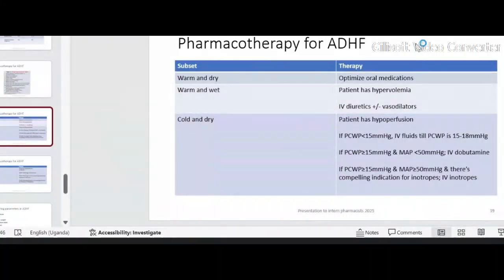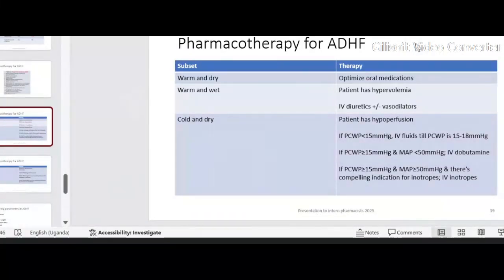If it is less than 15, this patient is what? Is not congested as such. Okay, so they are having hypo, low levels of what? Of volume. So you give them fluids to raise the PCWP to that range, 15 to 18.